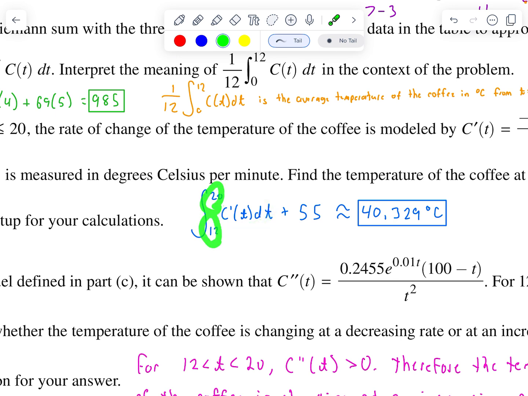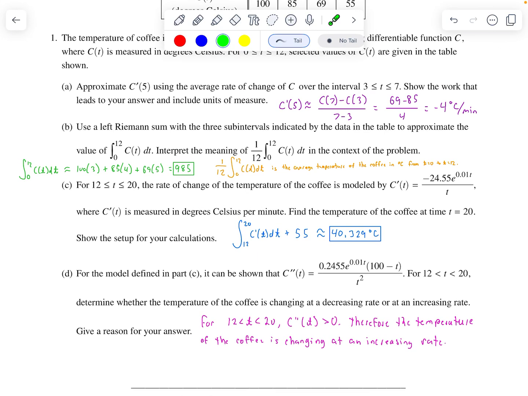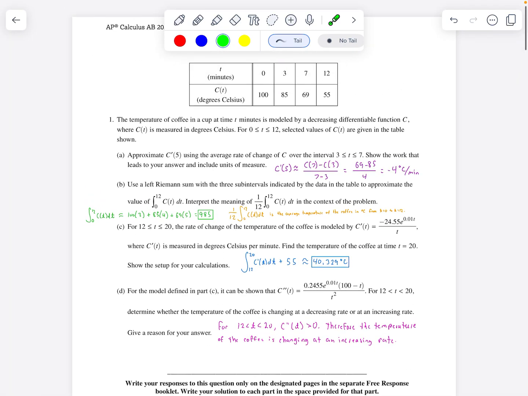So 12 to 20, doing that integral, which you can just math 9 that, gives us the change in temperature of the coffee over that 8-minute time interval. But then our temperature at 12 is 55. So do the change in temperature plus the initial temperature to get the temperature at whatever this endpoint is.